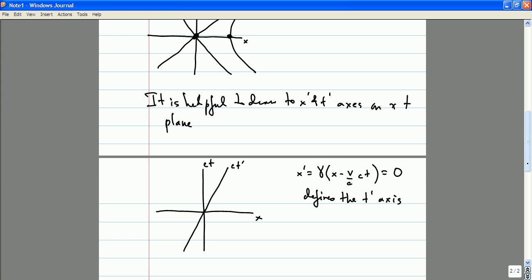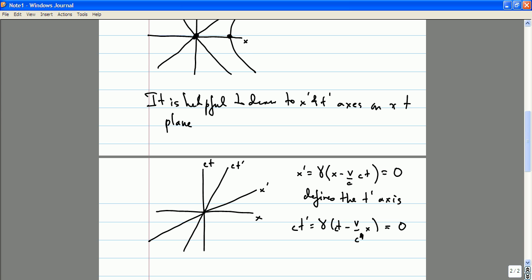And likewise, setting t prime equal to 0. So what is that? t prime is t minus v over c squared times x equals 0. Again, we could write this in terms of ct instead of t. So we would just multiply both sides of this equation by c to say that ct prime is ct minus v over c times x. That will define a line which is not horizontal, but rather differs from the horizontal x-axis by some angle.